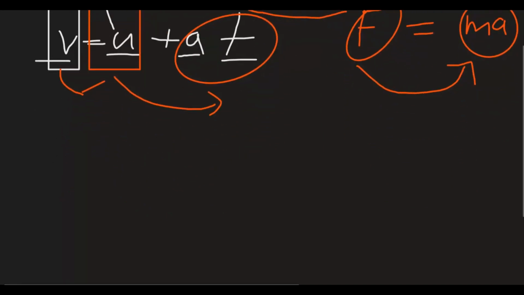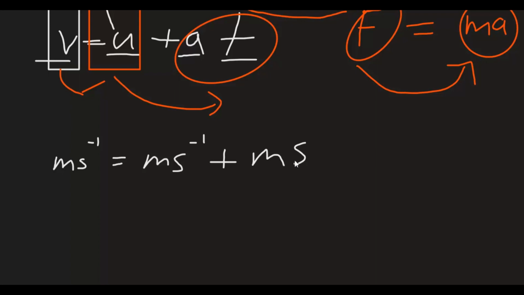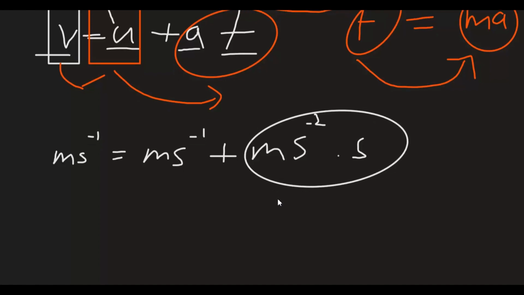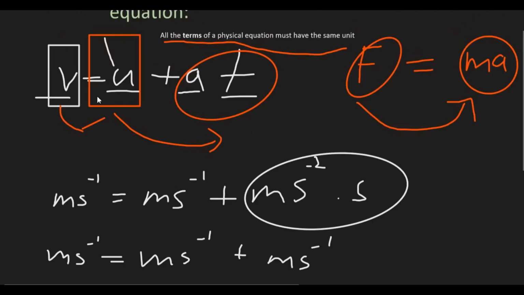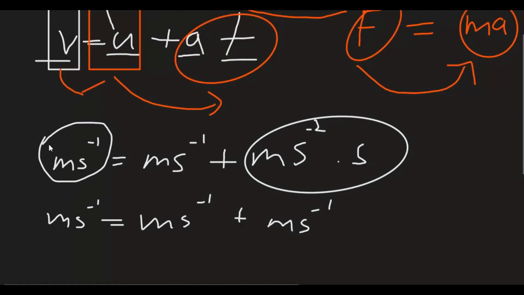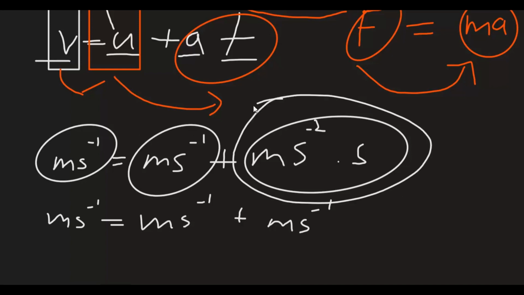So we know that the unit of velocity is meter per second, m s^-1, right? So u is also m s^-1, plus we know that the unit of acceleration is m s^-2 and of time it is second. If I simplify this, I can simply write it as m s^-1, right? So m s^-1 equals m s^-1. Basically this proves that this unit equals this unit.